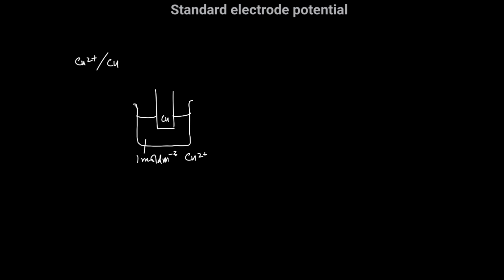Let's say I wanted to determine the standard reduction potential, or the standard electrode potential, for the following half cell. I have a copper 2 plus, copper half cell. So what we're going to have here is a copper electrode, and then our electrolyte will be a 1 mole per decimeter cube copper 2 plus solution. And of course, in order to determine the standard electrode potential for this, we're going to connect this to the standard hydrogen electrode.